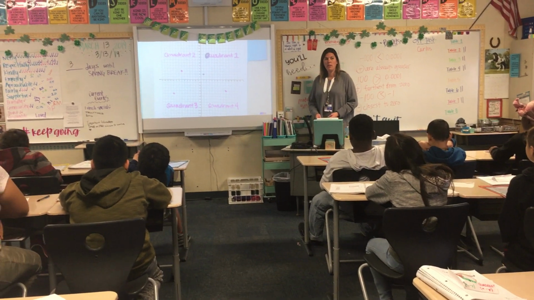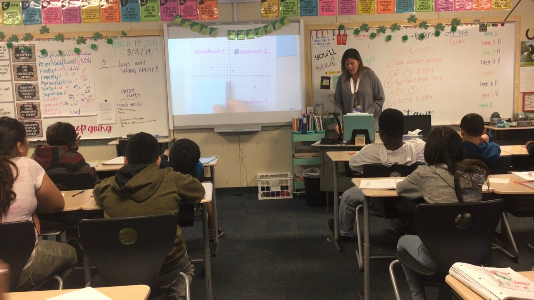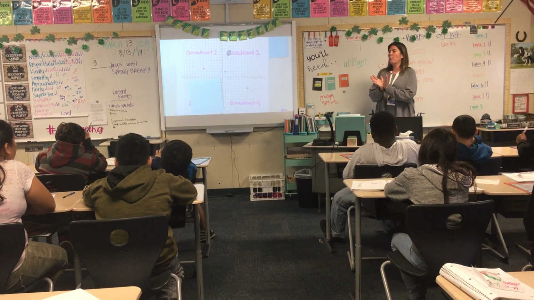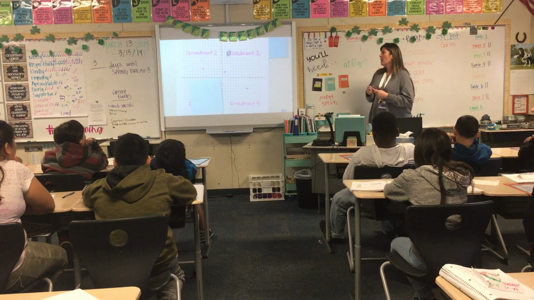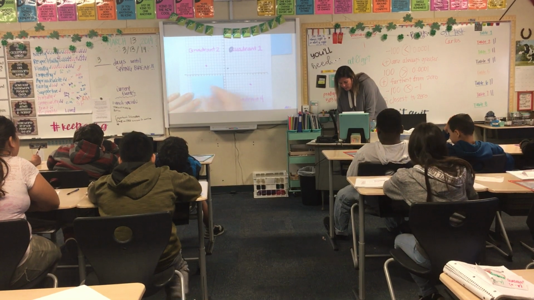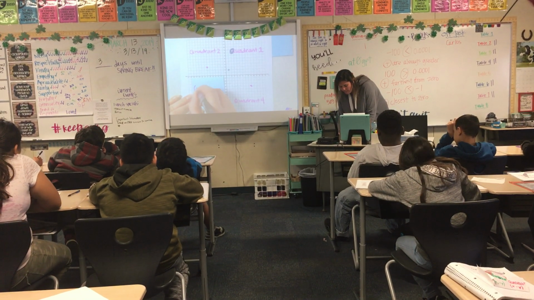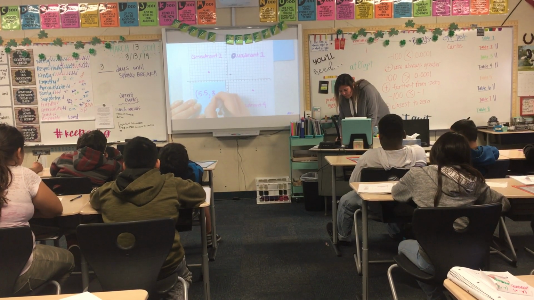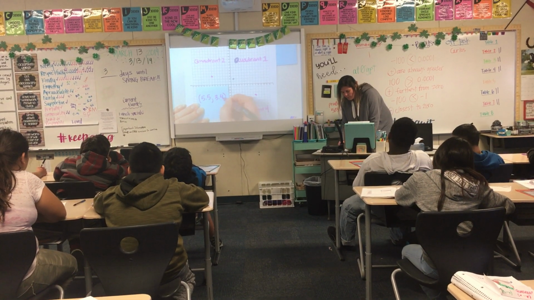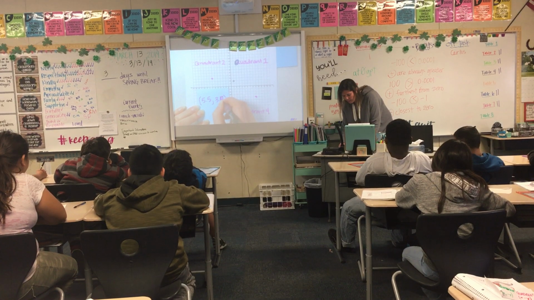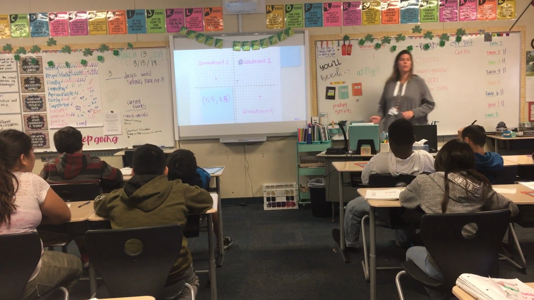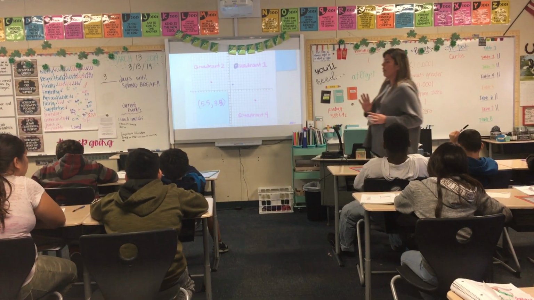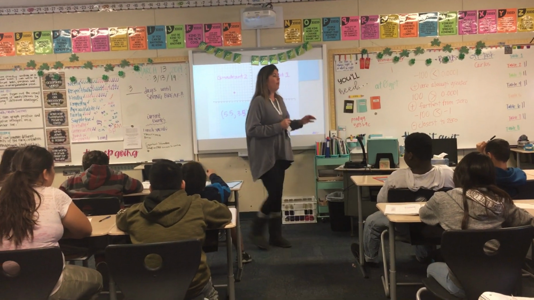Okay, so in quadrant 1, Emmanuel, are you paying attention? Yes? Okay, let's just focus on quadrant 1 for now, because it's easier, because it's both positive numbers, X and Y. So let's look at positive 5.5 and up 3.5.